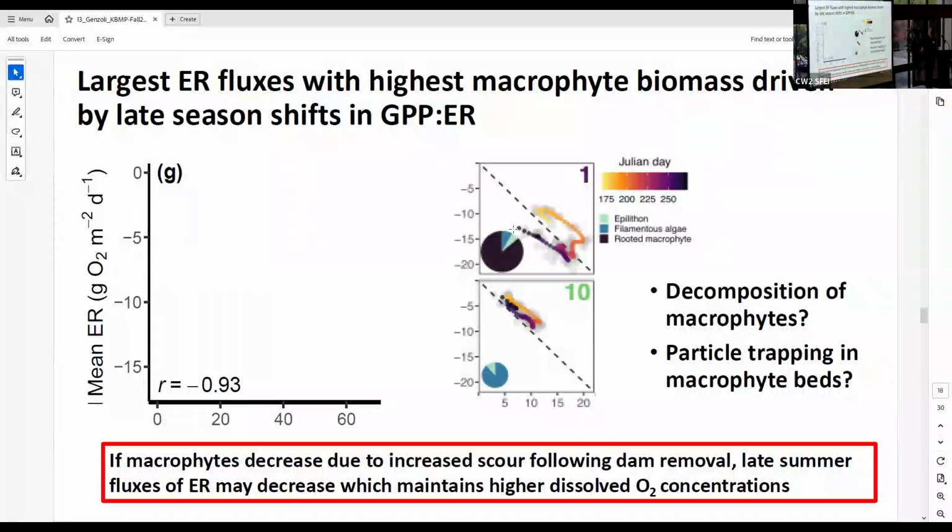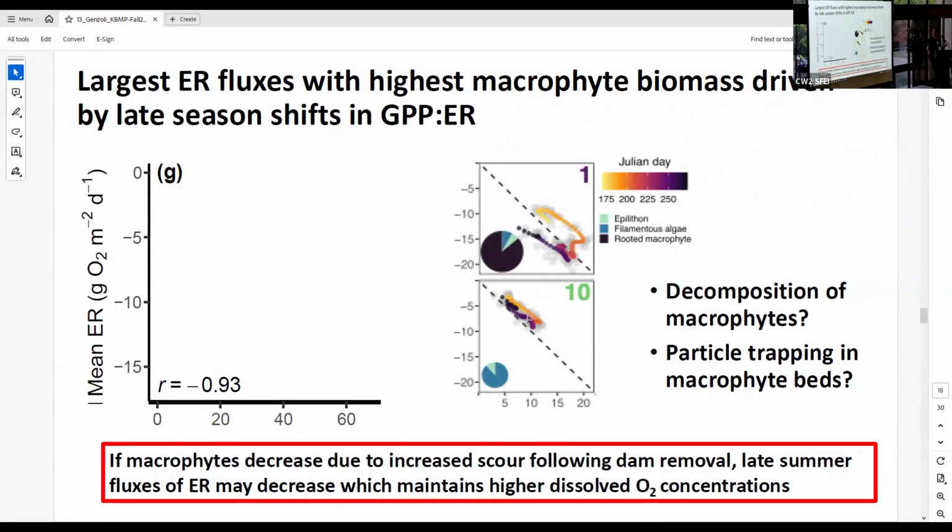So a lot of productivity occurring earlier in the growing season, and then it got more negative later in the growing season, but at these heavy duty macrophyte dominated sites. And that happened much less at these filamentous algal dominated sites. So here you can see productivity was lower overall, respiration was lower overall, but we also didn't get that big swing from autotrophic to heterotrophic conditions occurring between the early and late summer.